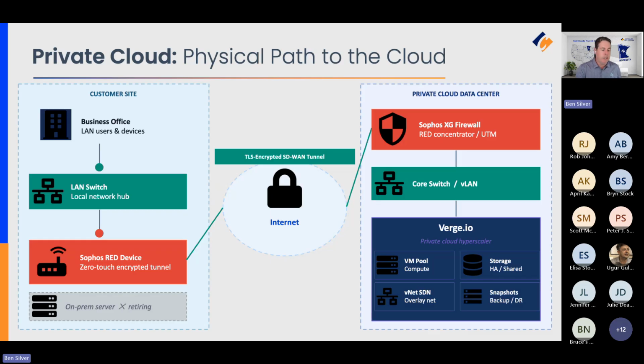And then what we're also able to do is manage that from end to end for you. So we are managing that switch for you on-prem, we're managing that remote Ethernet device, and then we're obviously managing our cloud environment in our data center.